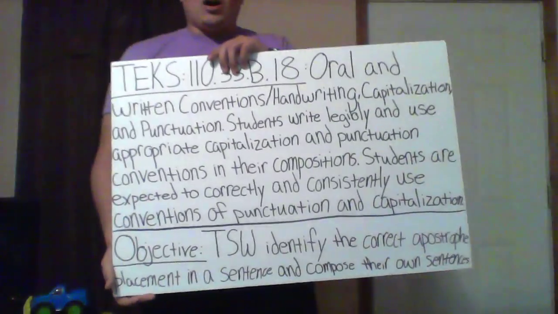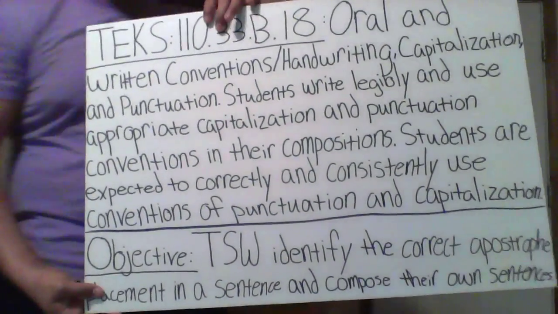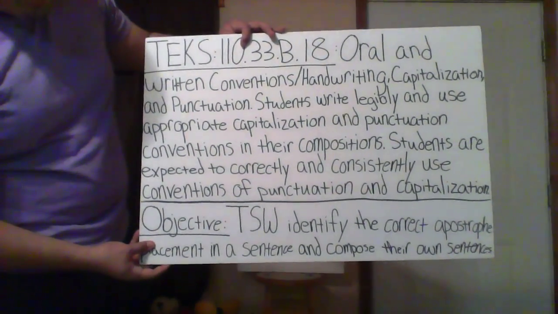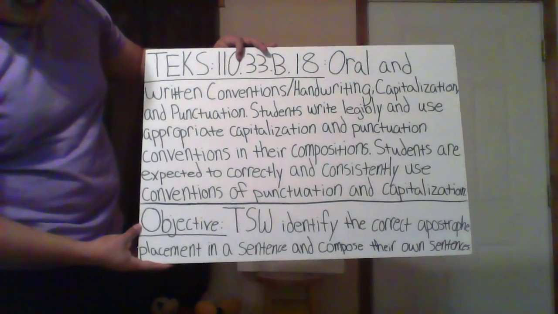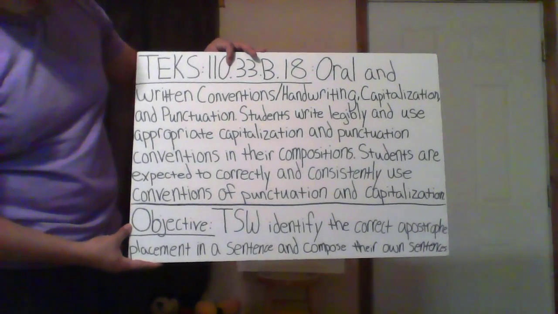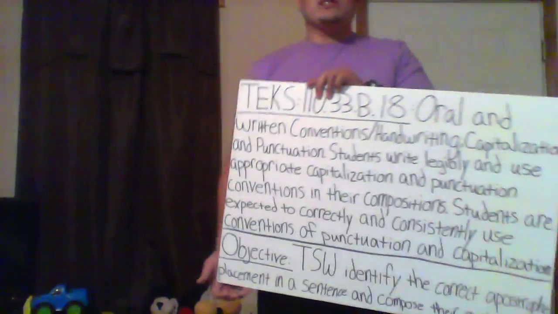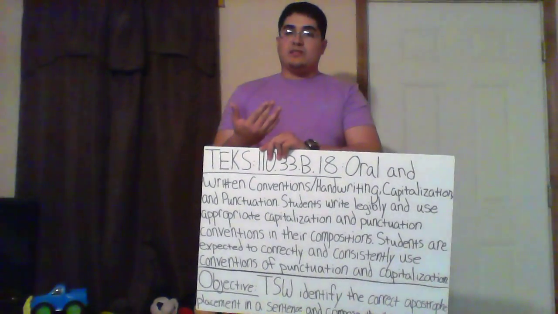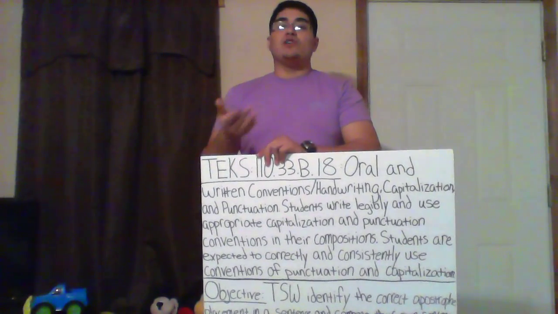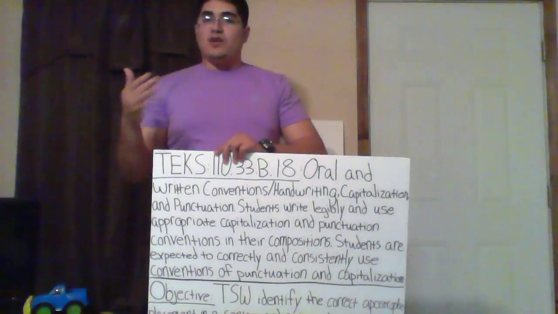All right. Our objectives. The students will be able to identify the correct apostrophe placement in a sentence and compose their own sentences using apostrophes. This is what we'll be doing today, guys. Read over it again a little bit. We'll be learning about apostrophes, how we use them, where to use them, where not to use them. What do you guys think? What about this? You feel all right?